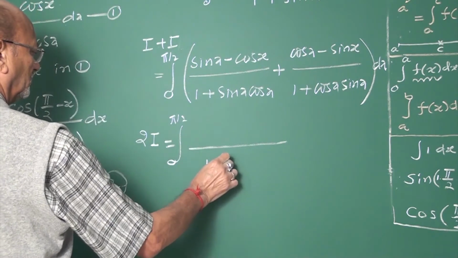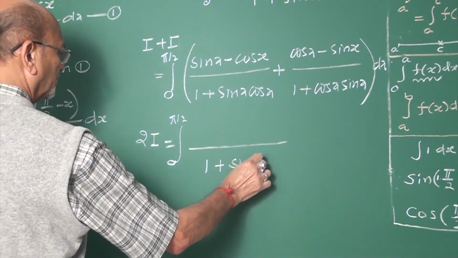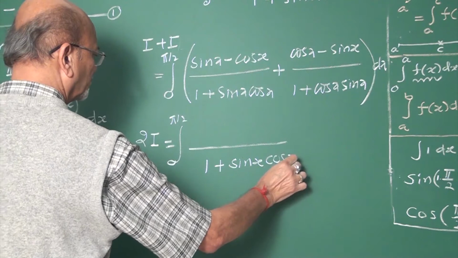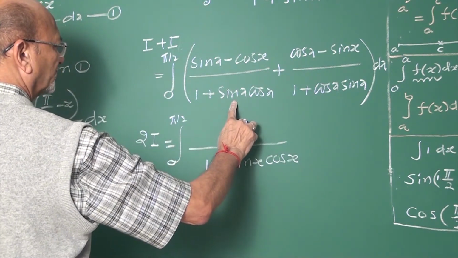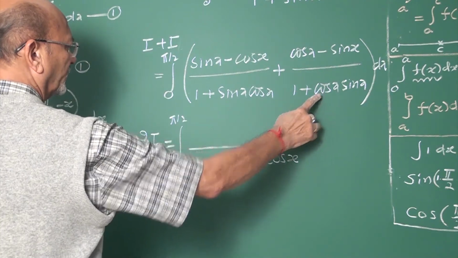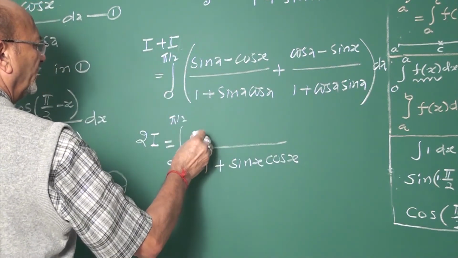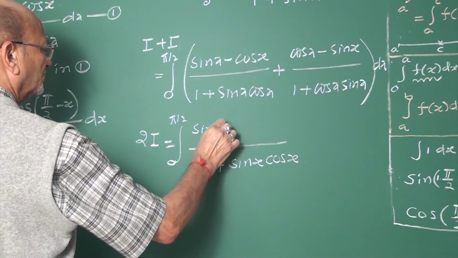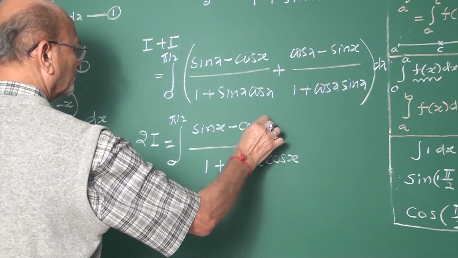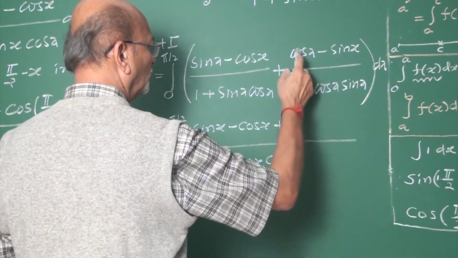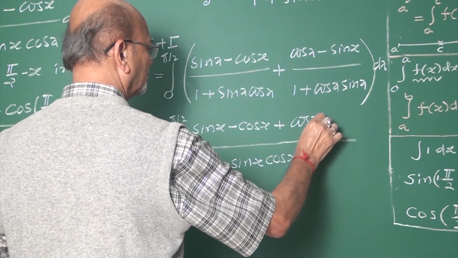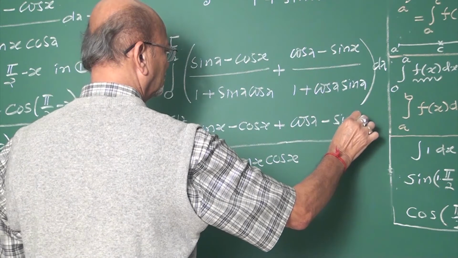LCM. LCM 1 plus sin x cos x. Same, cos x sin x is the same as sin x cos x, AB, BA, same. Then numerator: sin x minus cos x, my friends, plus cos x minus sin x, dx.